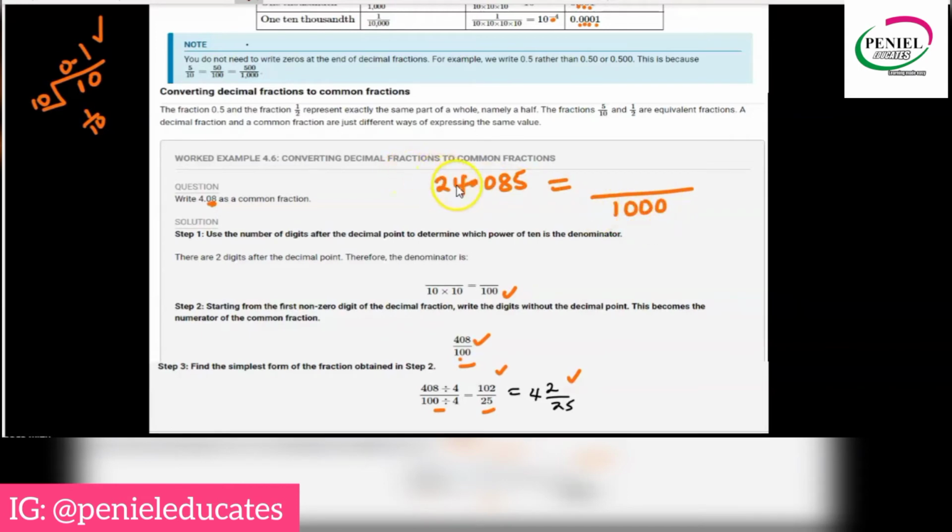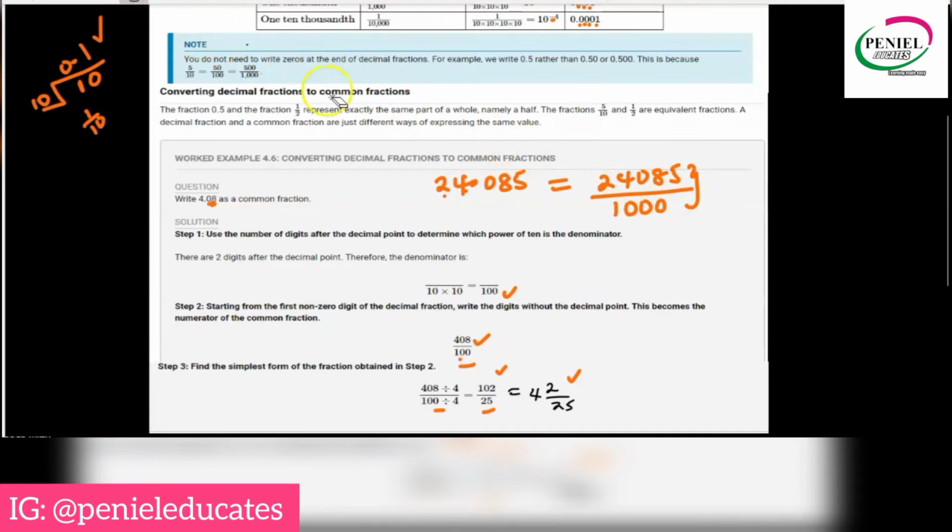Now for the number that is going to be up, which is the numerator, you are going to start your number from the non-zero digits. The non-zero digits here is 24085. So you start from here, 24085. So you're going to put 24085 here. Then after that, you can reduce this to its simplest form.